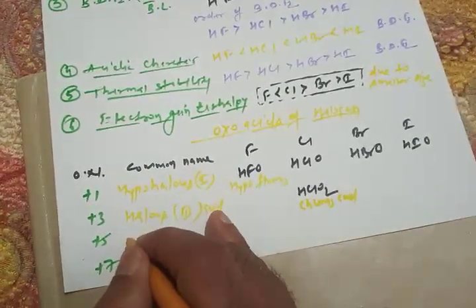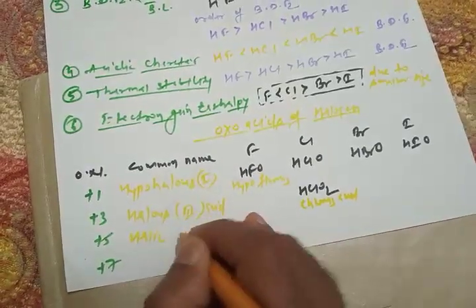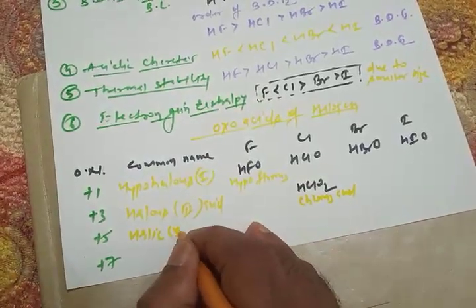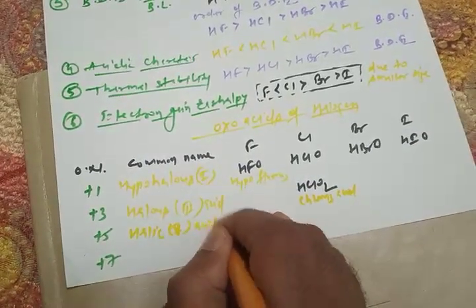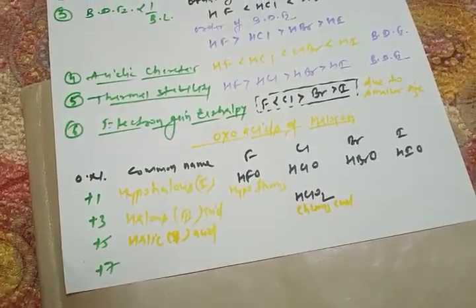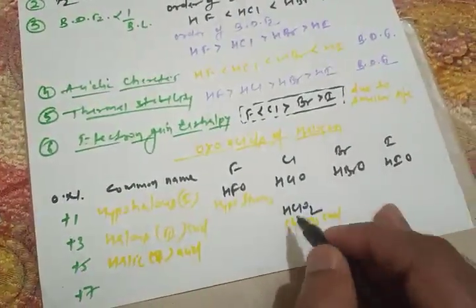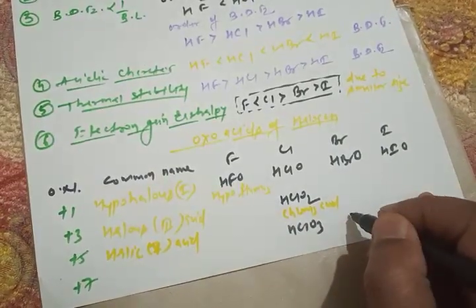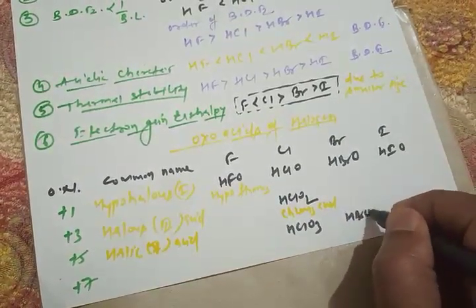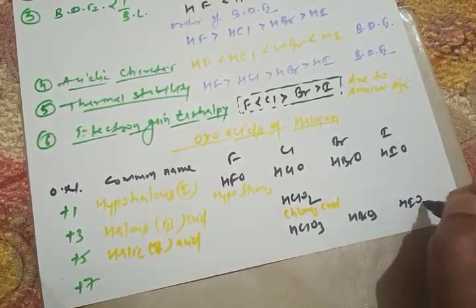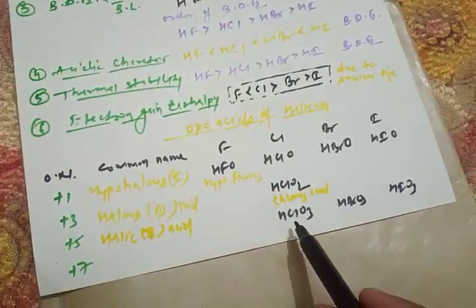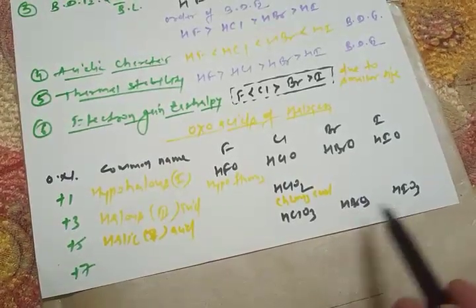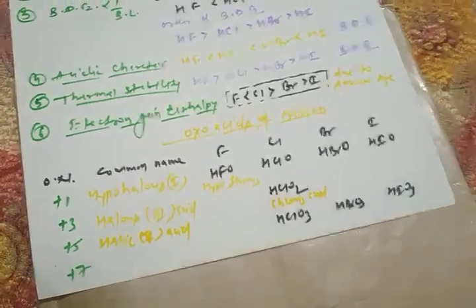Then the third is the +5 oxidation state. The name is halic acid, HALIC, halic acid. So again we'll take the examples. Here the example HFO3 is not possible. We have HClO3, HBrO3 and HIO3. So what are these? Chloric acid, bromic acid, and iodic acid.